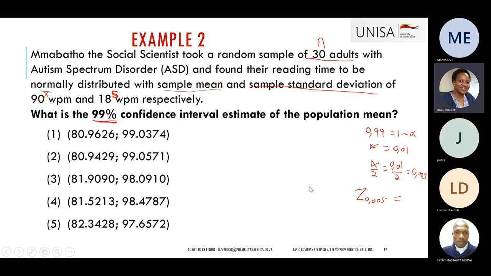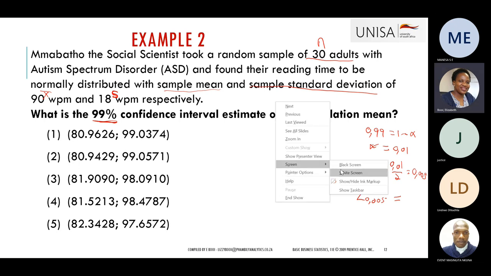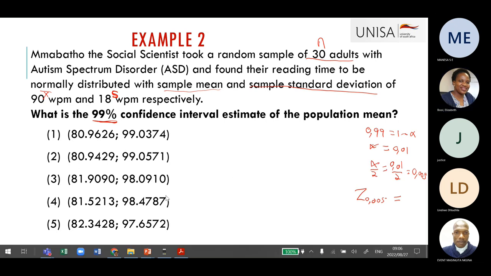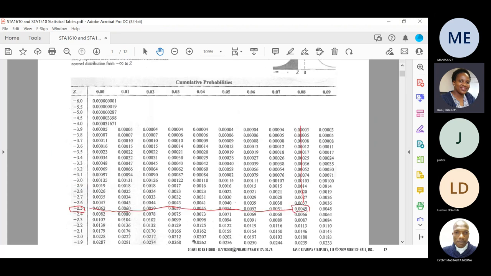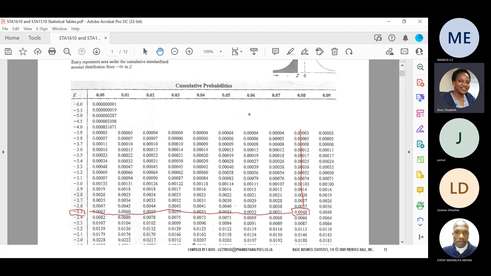I'm going to use the table for now and not refer to the confidence intervals that I gave you. So we're looking for 0,005. So 0,00, this one is 5,1, it's way past, and this one is 5,9. So I can use this number. I'm going to use this number because I know already what the critical value is. It's 2,5. And when you go to the top, it corresponds to 8. So my critical value will be 2,58.